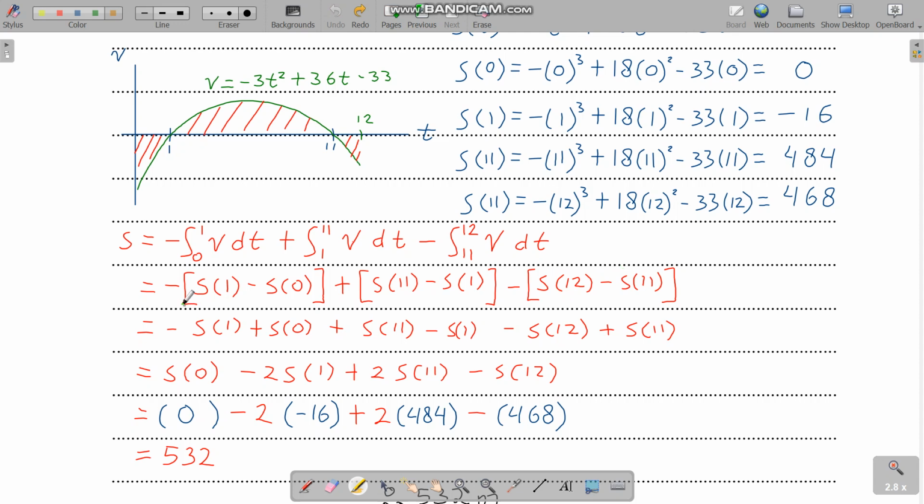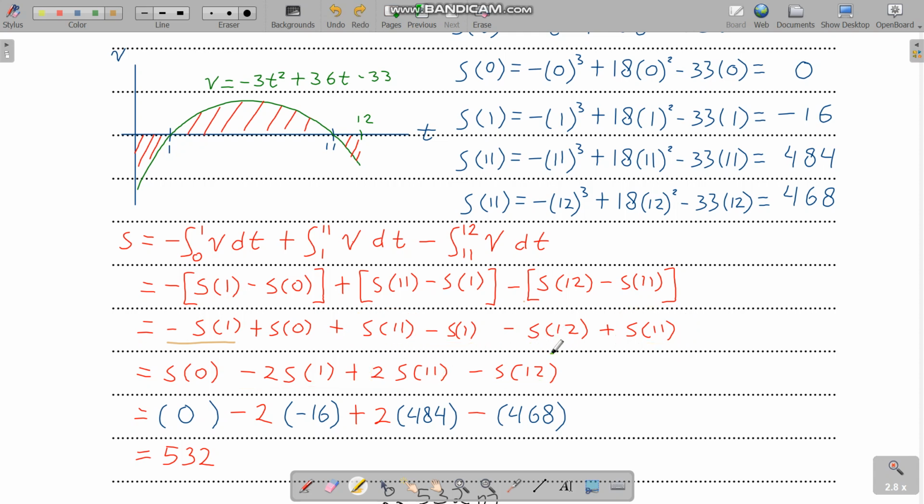So if we simplify, minus s of 1 plus s of 0 plus s of 11 plus s of 11 minus s of 1 minus s of 12 plus s of 11. So we have s of 0 minus s of 1 minus s of 1, so that's going to be minus 2 s of 1, and we still have 2s of 11 from here, and then minus s of 12.